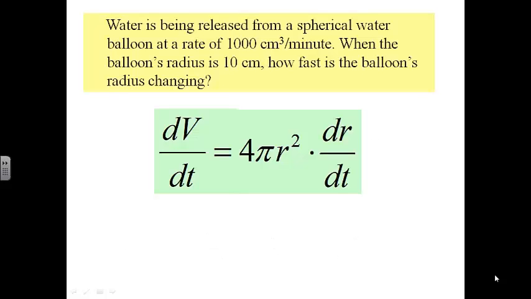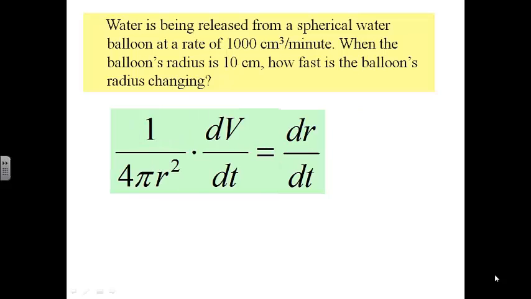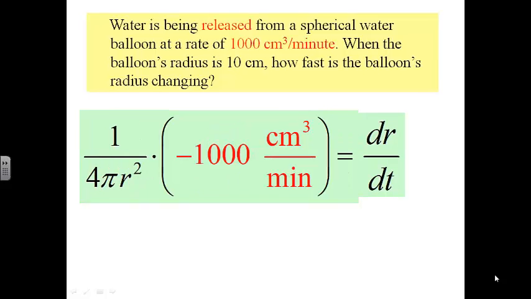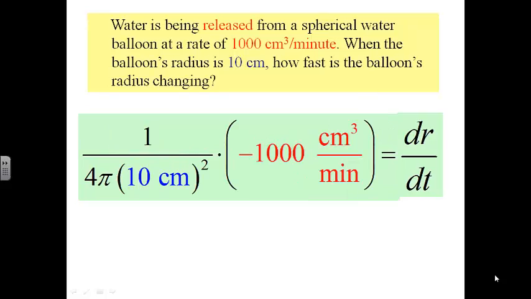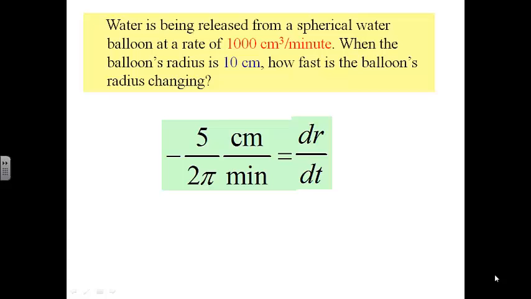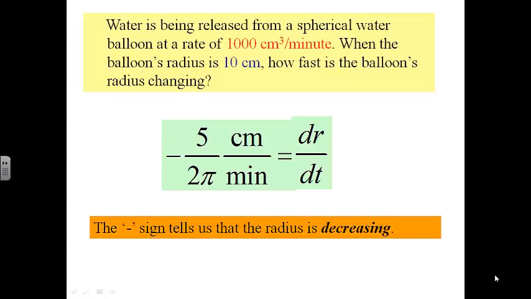From here, we can plug in the numbers that we know. So we know that the water is being released from the spherical balloon at a rate of 1,000 cubic centimeters per minute. Once we solve for dr/dt, I can replace the dV/dt with negative 1,000. And the reason it's negative is because it's being released. It's getting smaller. The rate is getting smaller. When the balloon's radius is 10, then how fast is it changing? We can replace the r with 10, do a little bit of work, simplify it, and you can see that there's your answer, negative 5/2 pi. The negative sign tells us that the radius is decreasing.